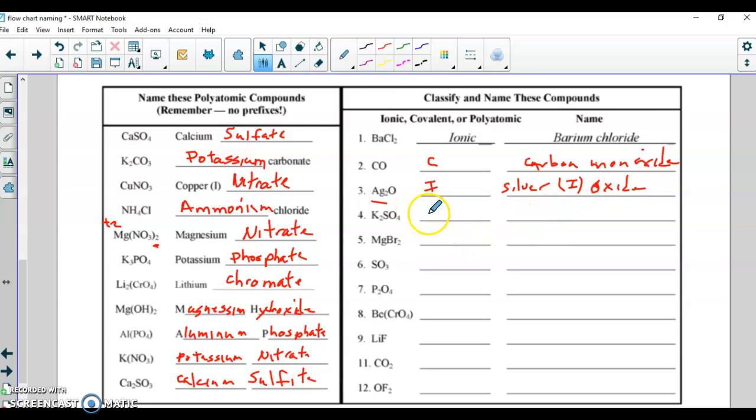Here we got potassium sulfate, which is polyatomic. I don't know why my pen's dragging so far behind. Potassium, and I said SO4 is sulfate. All right, the next one is magnesium bromide, and that's ionic. This one is SO3, which should be a polyatomic ion. That should have a charge, but it's not because it didn't give us a charge, so we're just going to call this covalently bonded. And if we were to name this, this would be sulfur trioxide.